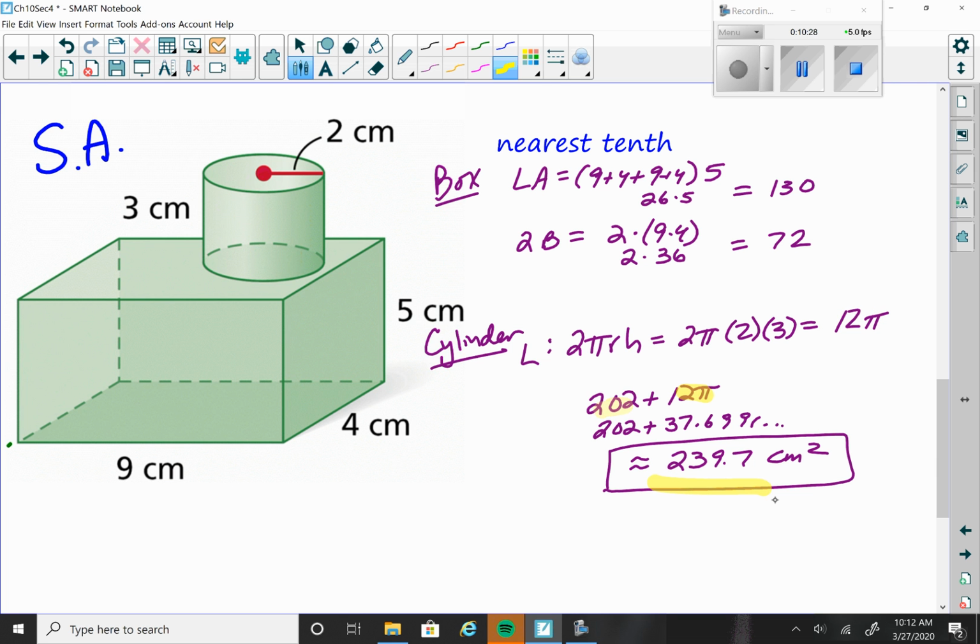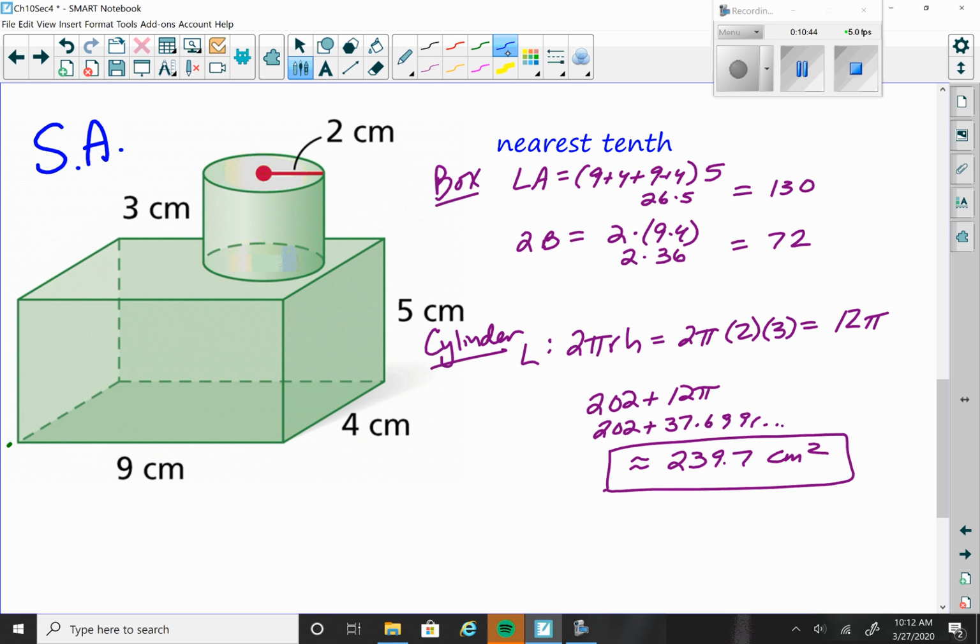You might be thinking that I forgot about the circle at the top, but I realized that I was going to have to subtract the circle from the top of the box and then was going to add it in at the top of the cylinder. So I just didn't even write that down. But again, if you wanted to, you could.